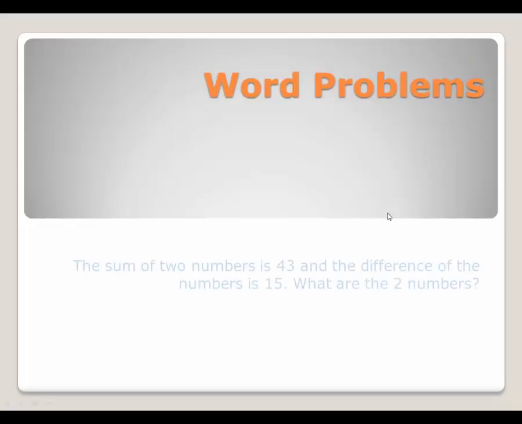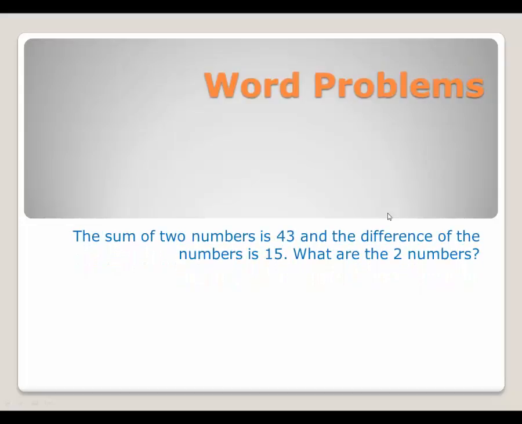Here's the question. The sum of two numbers is 43 and the difference of the numbers is 15. What are the two numbers? In this case we have two unknowns and thus would result in two equations. Now how do you know that it's going to be two equations?